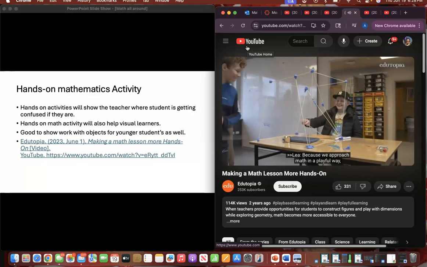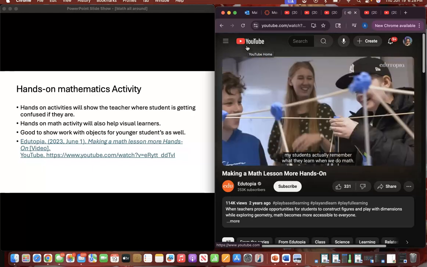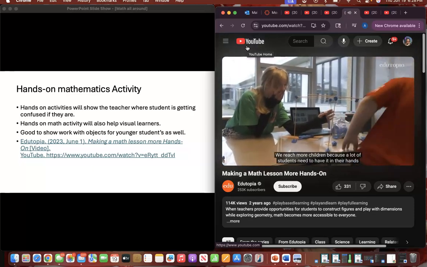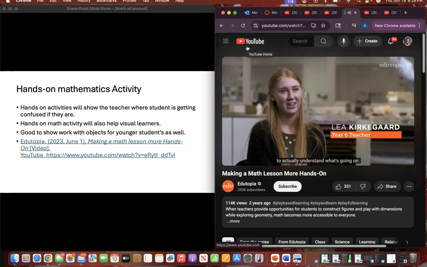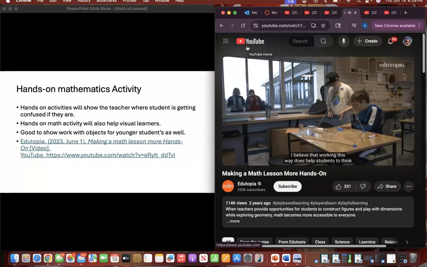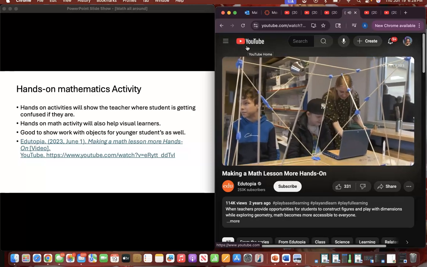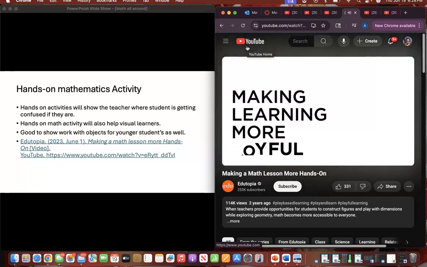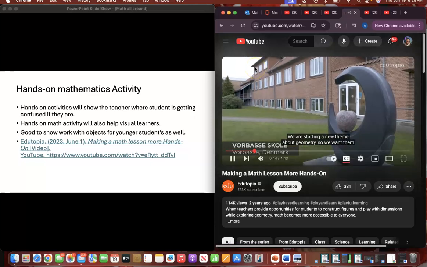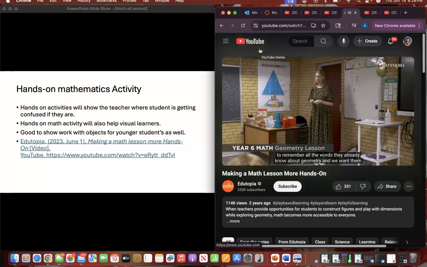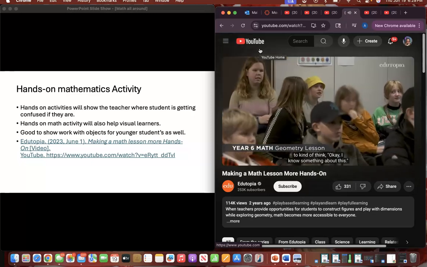Because we approach math in a playful way, my students actually remember what they learn when we do math. We reach more children because a lot of students need to have it in their hands to actually understand what's going on. I believe that working this way does help students to think that they can be a math person. We are starting a new theme about geometry. So we want them to remember all the words they already know about geometry, and we want them to kind of think, okay, I know something about this.